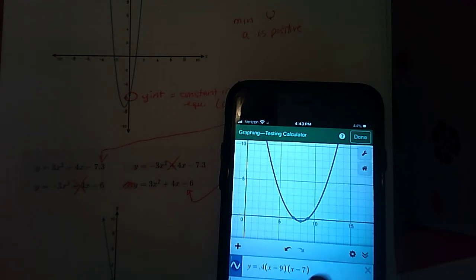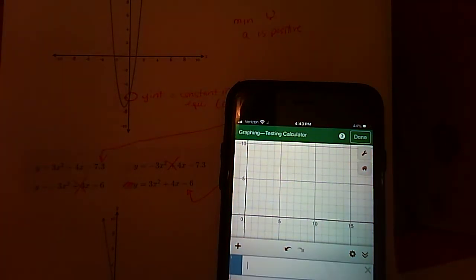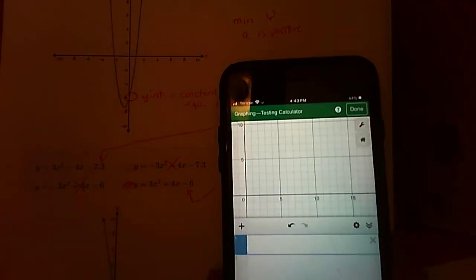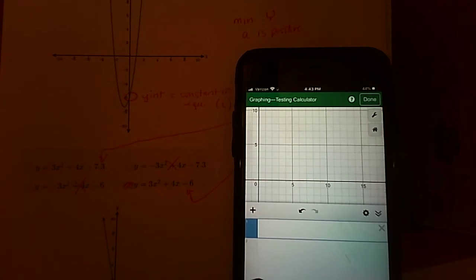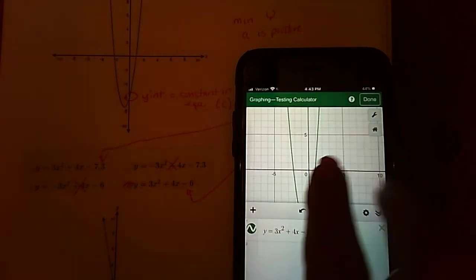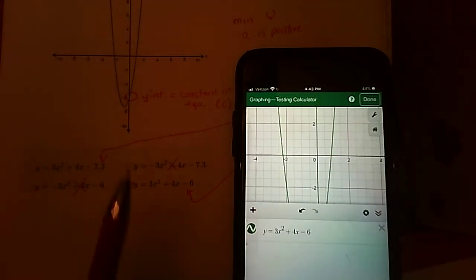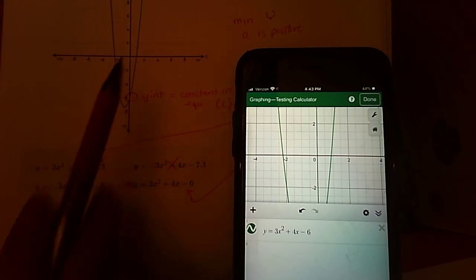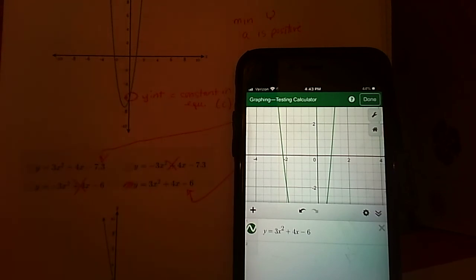So let's clear this out. Let's put this in and see if it matches the equation. So y equals 3x squared plus 4x minus 6. Let's move it over. Yeah, it's a little bit past the 2 and a little past the 1, right? So it is correct.